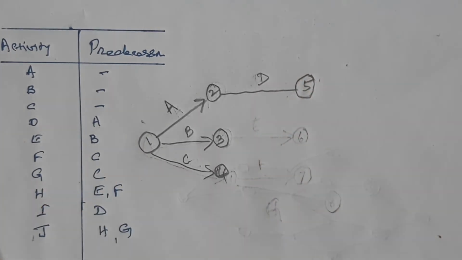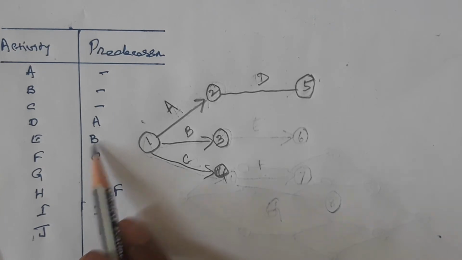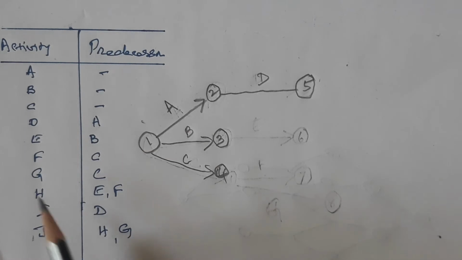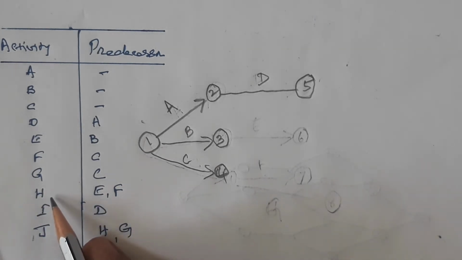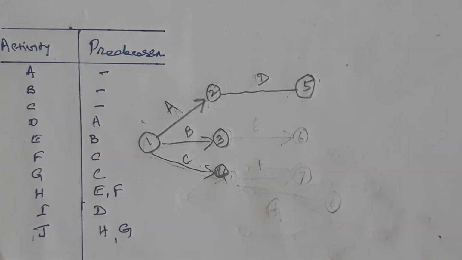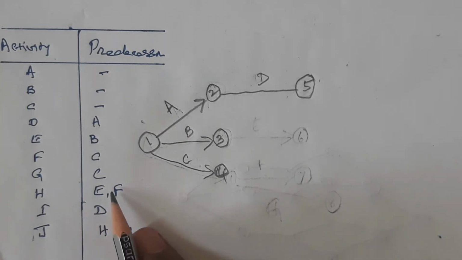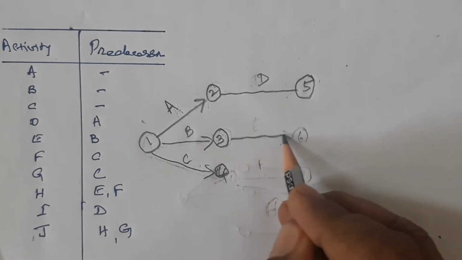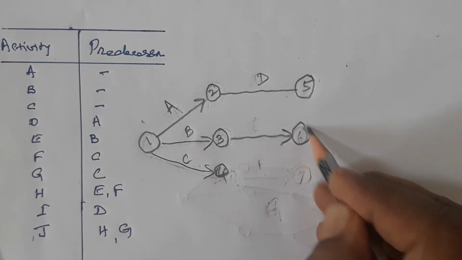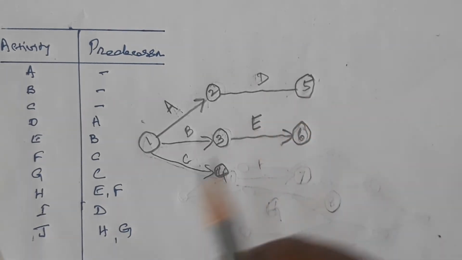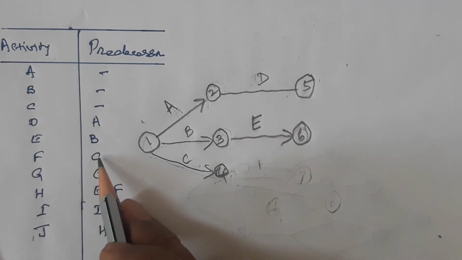Then comes E. E should start only after completion of B. Let us also understand there is important information connected with E. E and F should help in starting H. E should start after completion of B, and E and F should help in completion of H. So now after completion of B, you can take E. This is the starting node, the ending node. This is activity E. Now activity F should start after completion of C.